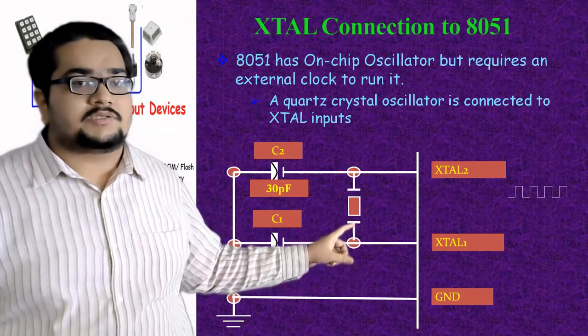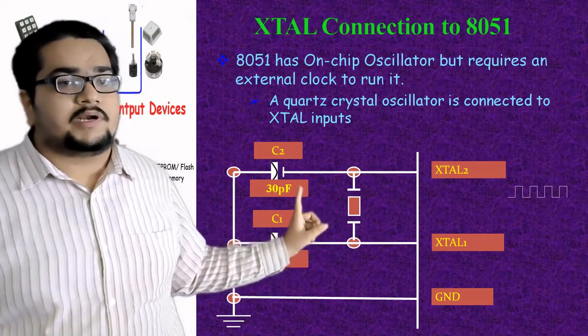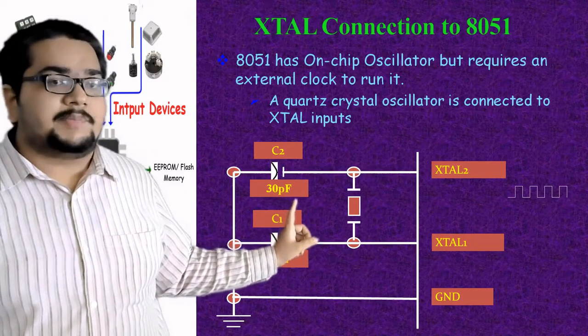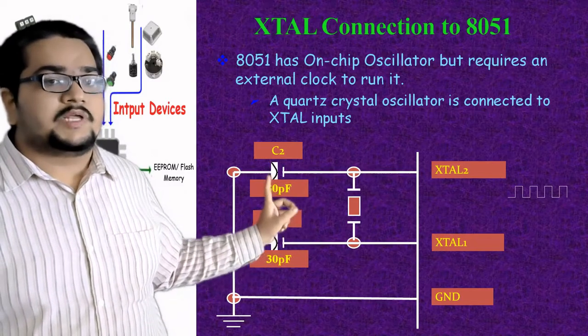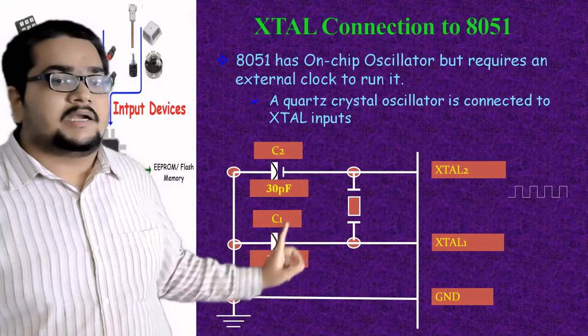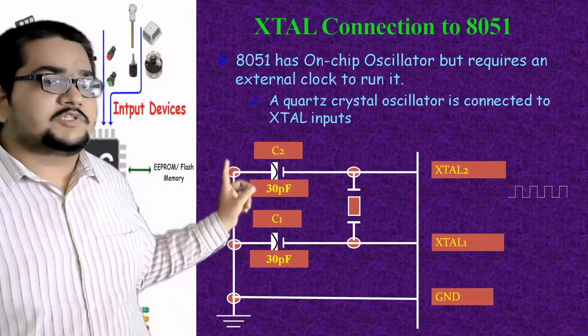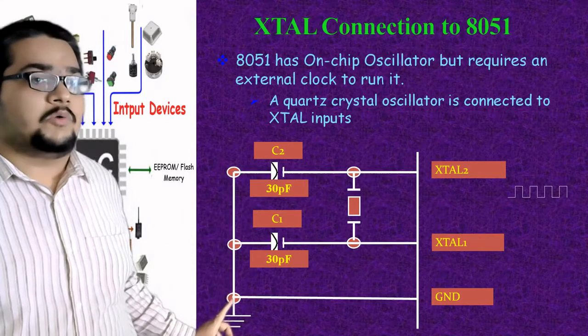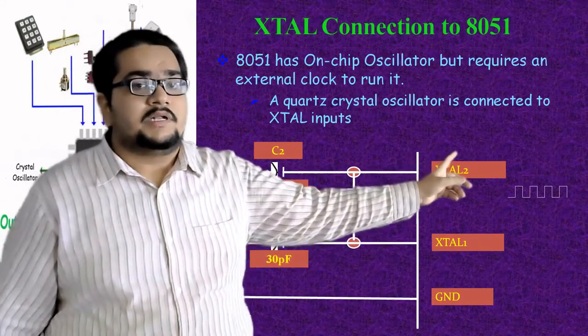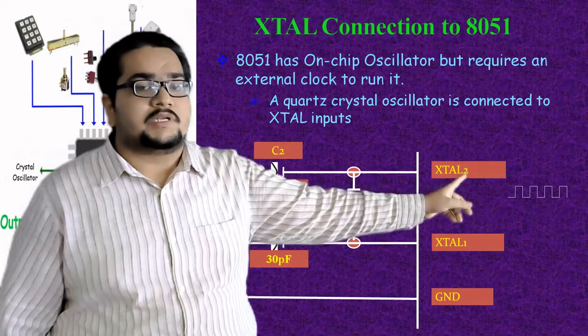Apart from the crystal oscillator, it also requires that you connect 2 capacitors of 30 picofarads value. Here one capacitor is connected here, and another terminal of the oscillator is connected with another capacitor, and the other terminals of the capacitors are shorted and connected to ground. We get our clock triggering at the XTAL2 signal.